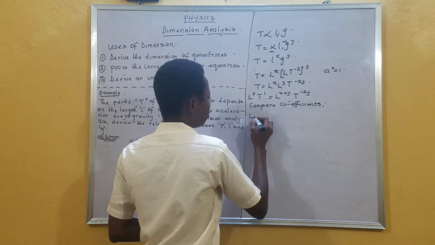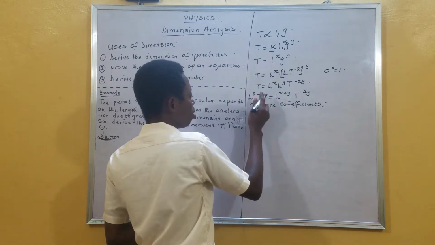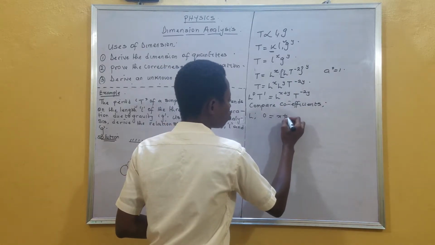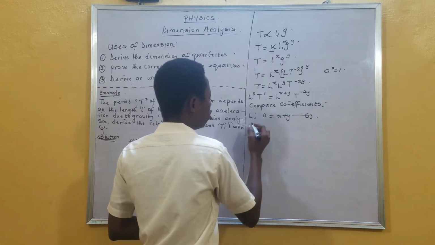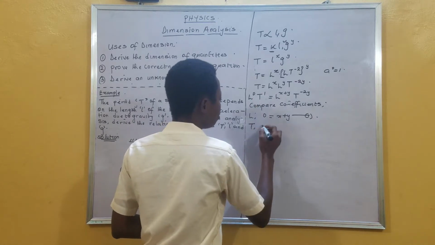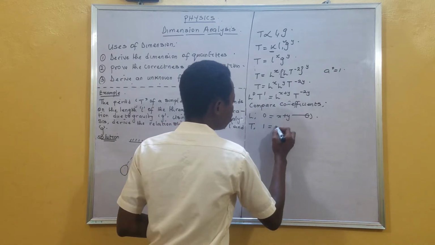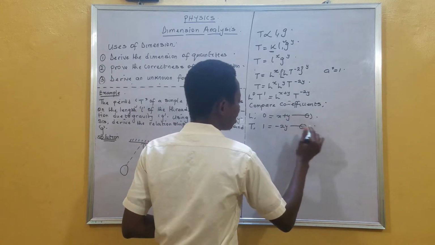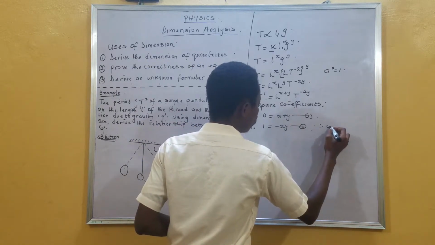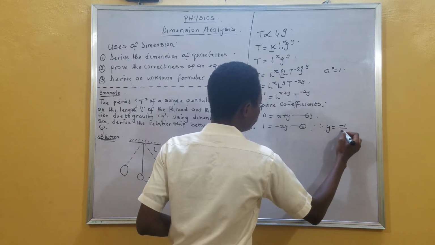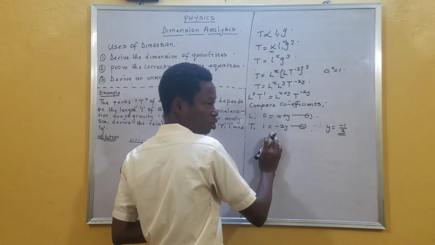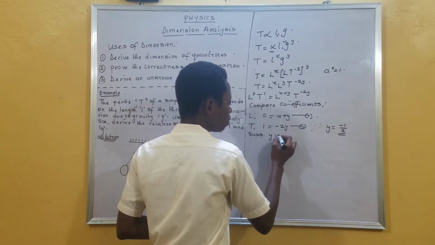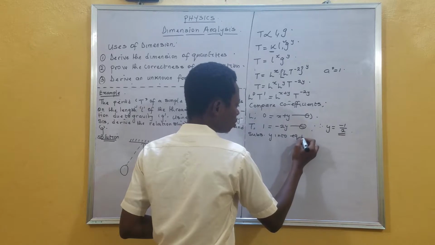So for L, what's on L here? 0 equals what's on L here? x plus y, equation 1. And on T, what's on T here? 1 equals what's on T here? Minus 2y, equation 2. So from this equation 2, therefore, my y will become minus 1 all over 2. Let's substitute the value of y into equation 1.